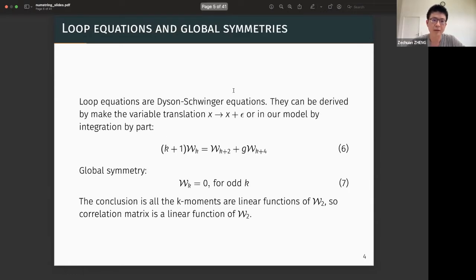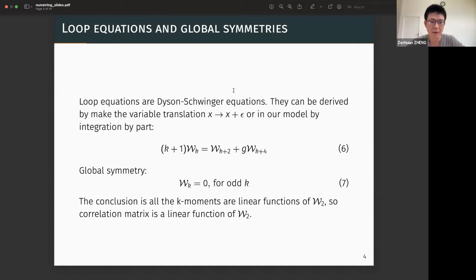For the bootstrap method, first we notice that there are Schwinger-Dyson equations, which we get from an infinitesimal variation by changing x to x plus epsilon. Or we can get such an equation by integration by parts. Anyway, it is equation 6, which is a linear recursion relation relating different moments of the partition function.